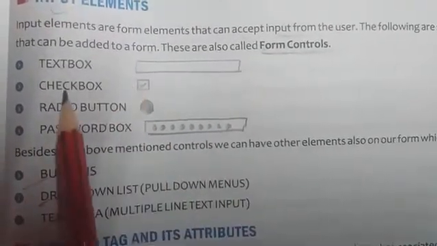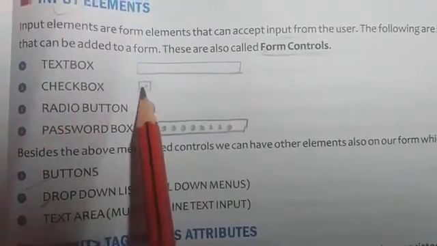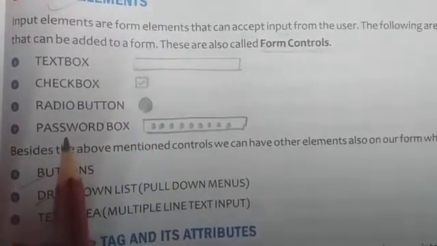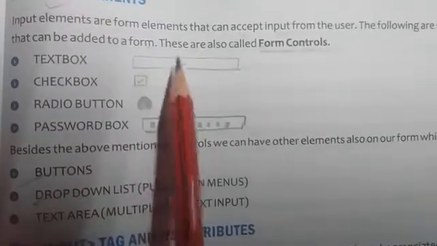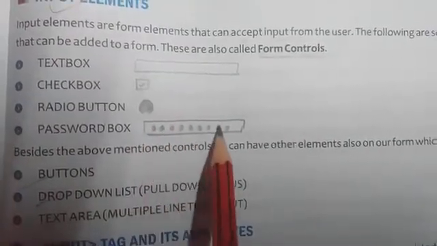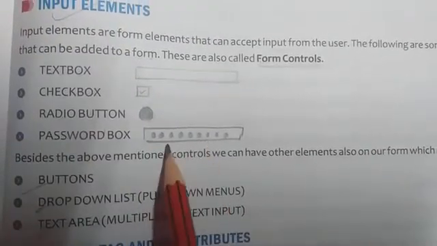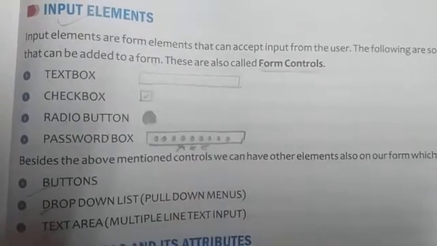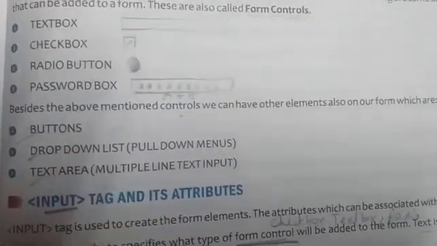So next, this one. This is a text box. This is in the form of this shape. Next is checkbox. This is an example of a checkbox. After that, radio button. This is an example of a radio button. And after that, password box. This is the same as a text box, but whatever information you enter here will not be displayed. Yes, it will use dots, or it can also use stars, the asterisk sign. So besides the above mentioned controls, we have other elements also. Buttons we can use, drop down list we can use, text area we can use.